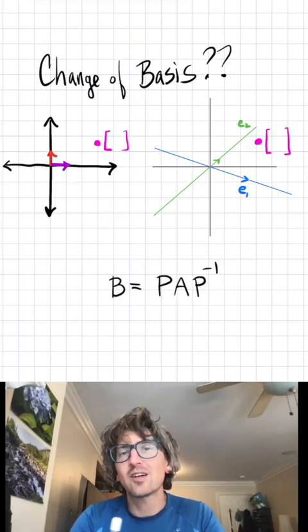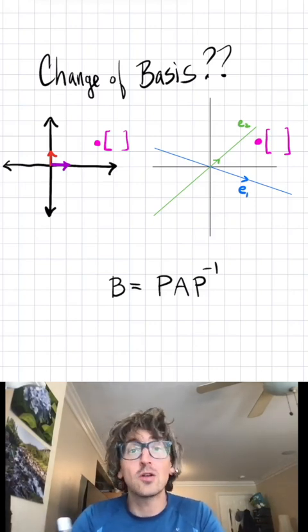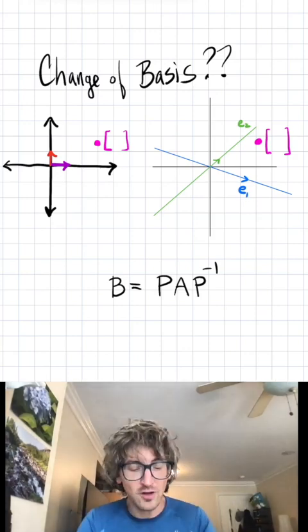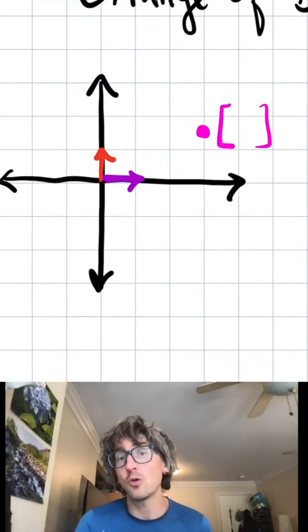I think one of the hardest concepts for linear algebra students is this notion of change of basis, but I want to break it down and show you it's not too bad. If we're talking about vectors, if we want to assign numbers to them, we have to have some coordinate system.